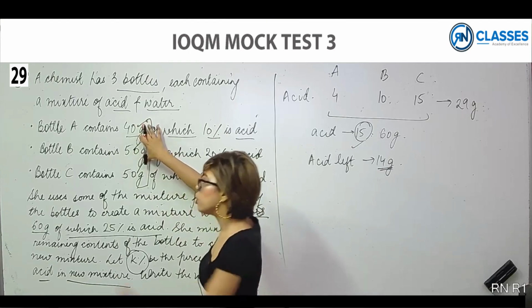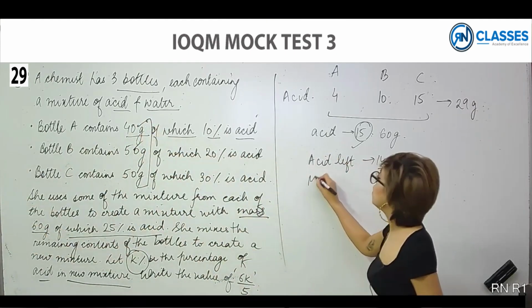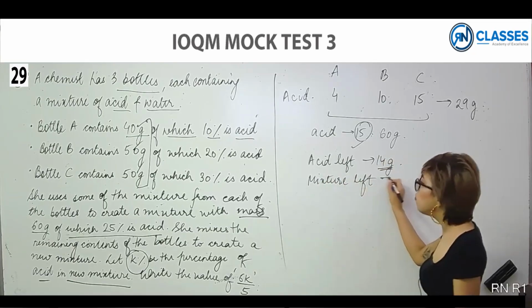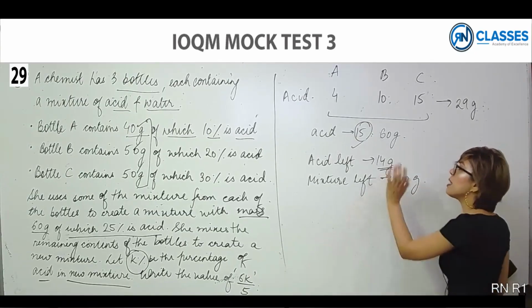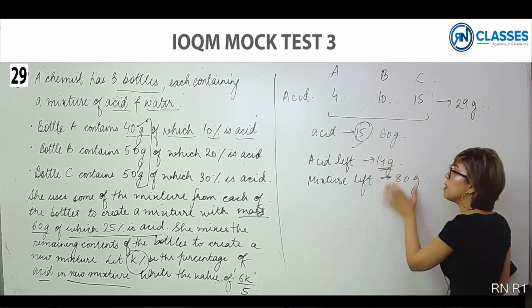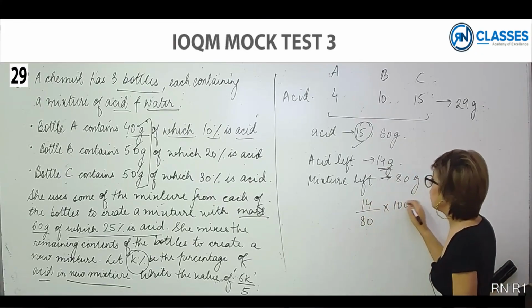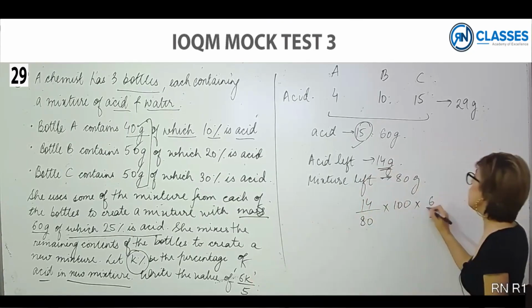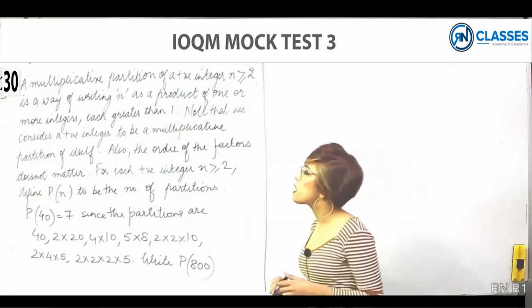Out of 140, she has already utilized 60. That means the remaining mixture is 80 grams. I think the problem is done. This is the remaining mixture. This is the acid left. So I just want the acid percentage, so that is nothing but 40 by 80 into 100. This is my K. Just multiply it by 6 by 5 and you will get the answer as 21. Alright. So the next one.